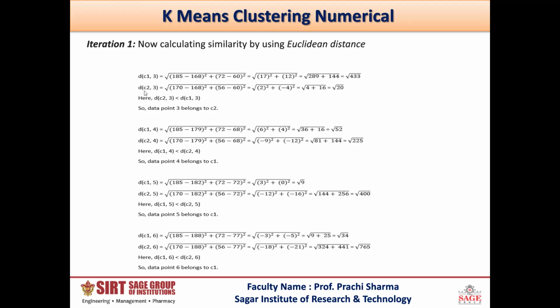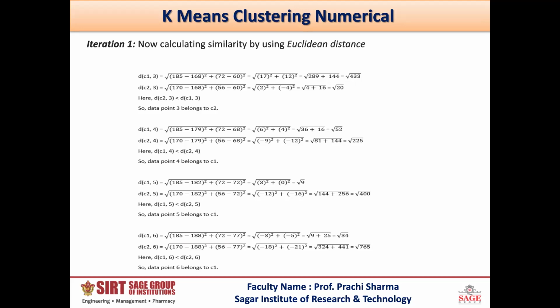Same we will do for cluster 2, C2, for point 3. The cluster 2 values were 170 and 56 for x and y. So 170 minus 168, which is the x value of point 3, and 56 minus 60, where 60 was the y value of point 3. We will take the square root of the sum of squares. After solving, this comes to root 20.